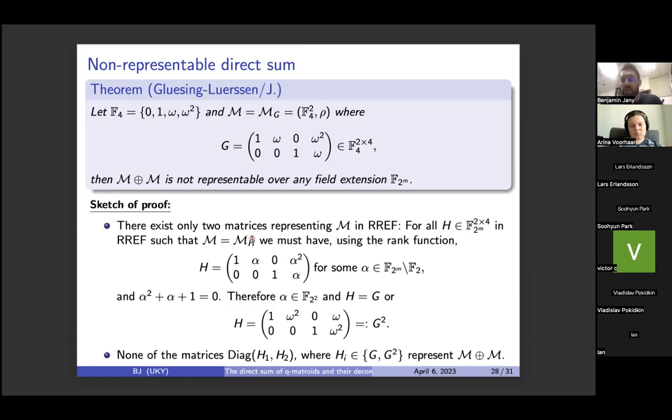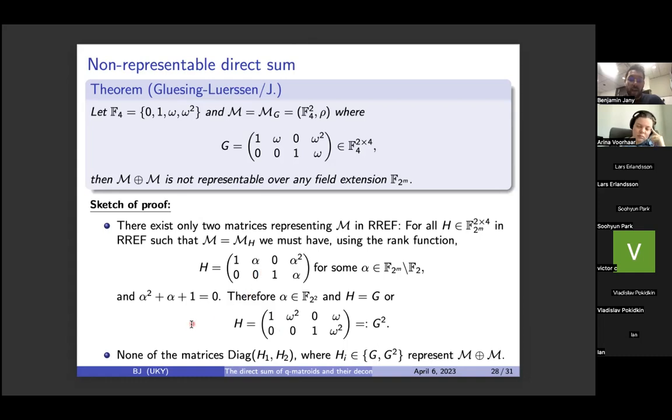And we can do that by just studying the rank function of this q-matroid M and by using some linear algebra arguments. Okay, we can show that any matrix that represents M must be of this form, and that those elements alpha satisfy this identity. And so from this identity, we know that alpha must be an element of F4. Okay, and so from that, we know that there exist only two matrices representing M, this matrix G, and the matrix G where you apply the Frobenius sum.